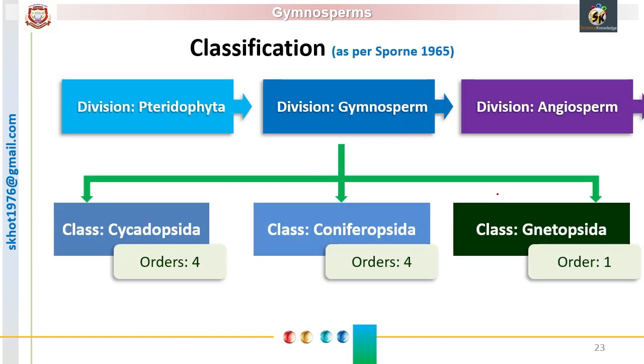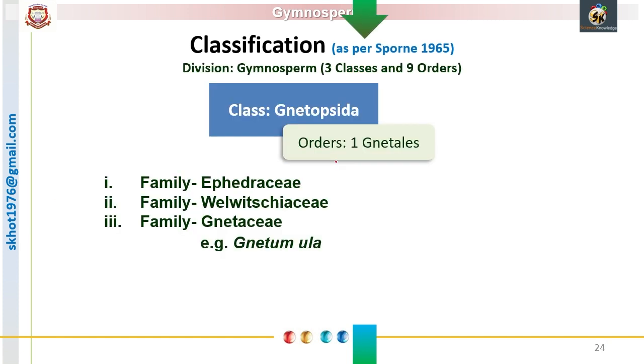The last class of division gymnosperm is Gnetopsida. Sporne kept the Gnetopsida in a single order which is called Gnetales. Gnetales includes three families, namely Ephedraceae, Welwitschiaceae, and Gnetaceae. The Ephedraceae includes Ephedra, which is shrubby and xeromorphic in nature. These plants are recorded on the Dwarka Island.